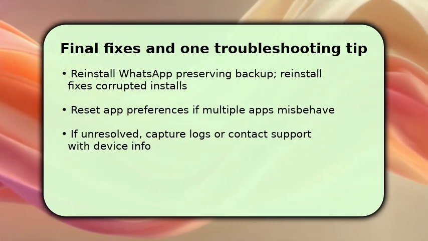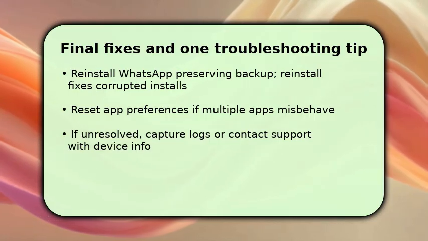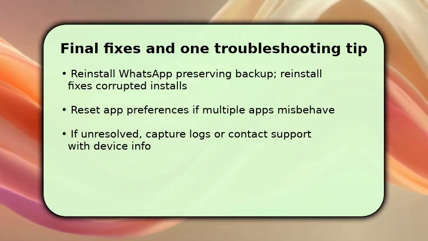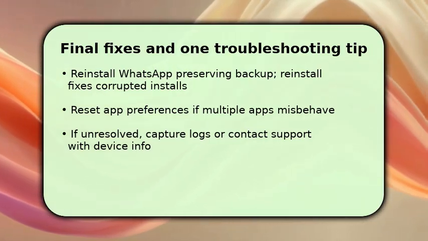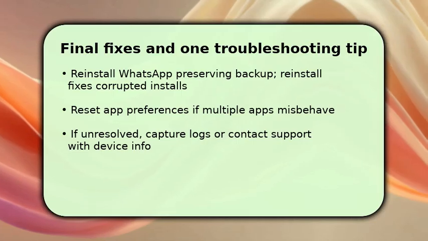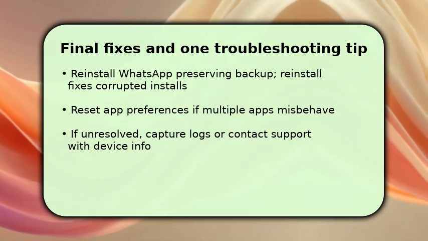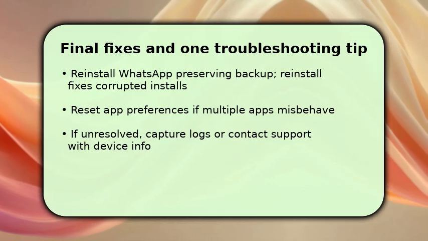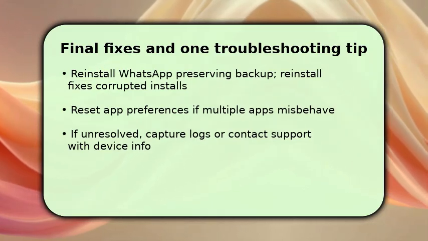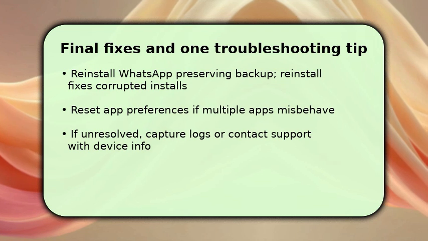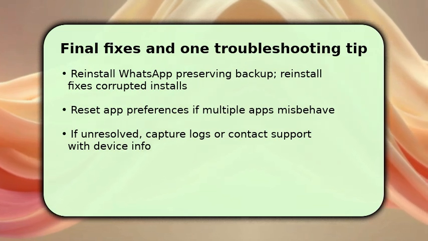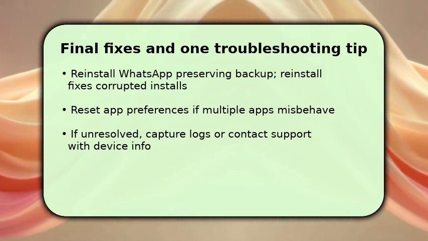If multiple apps show similar issues, reset app preferences to restore defaults without losing data. If the problem continues, gather specifics: OS version, WhatsApp version, screenshots or screen recordings, and contact WhatsApp support. One troubleshooting tip: reproduce the bug while recording so you can show exact steps and timing when seeking help.